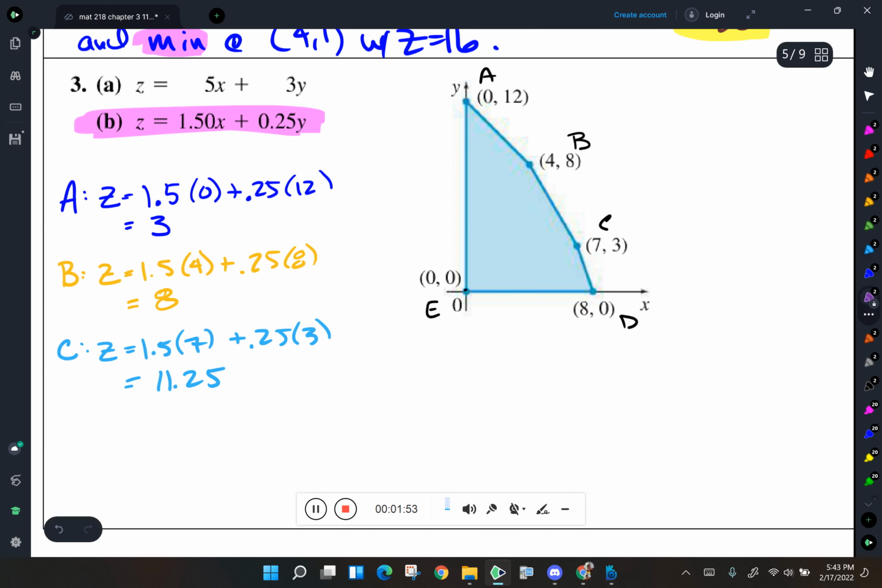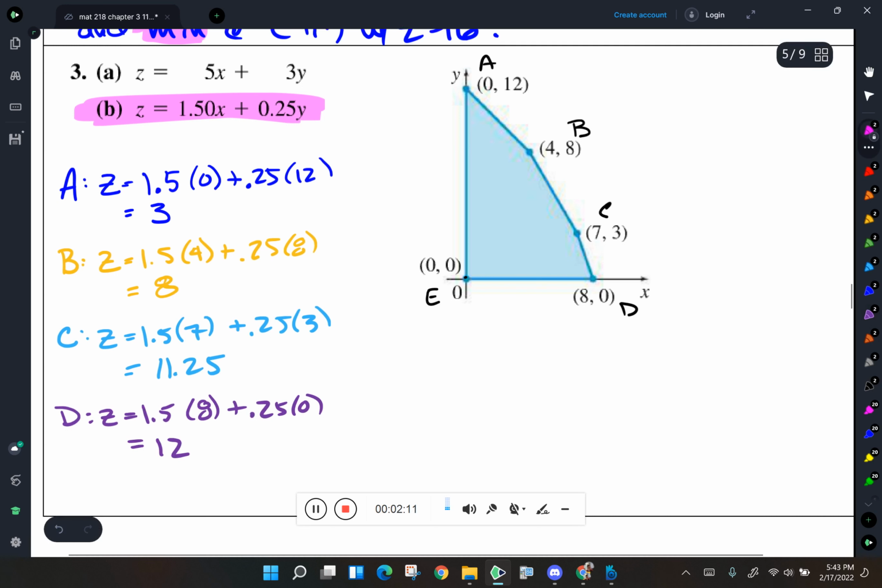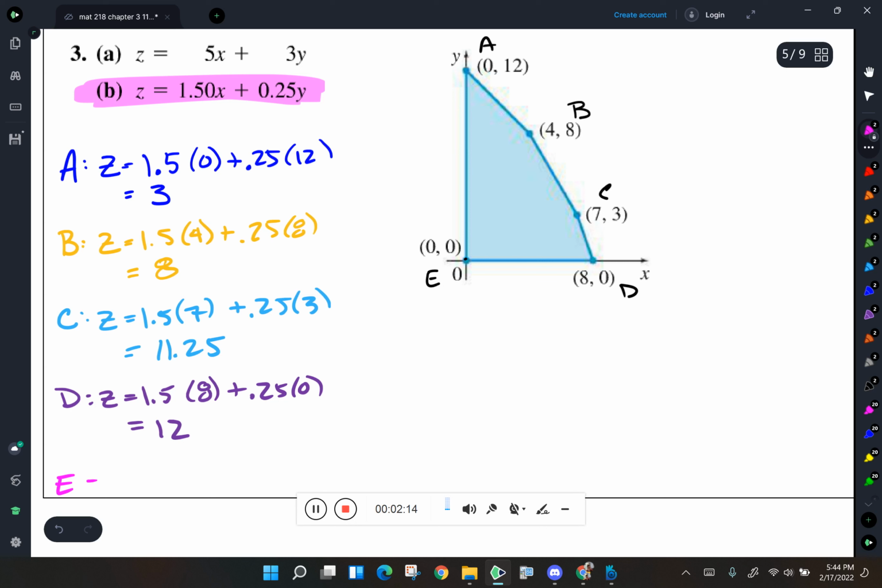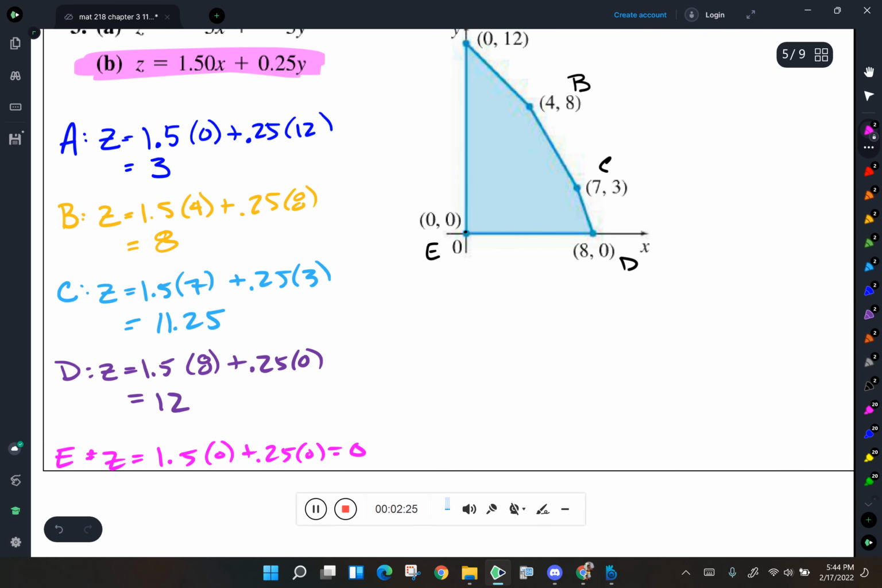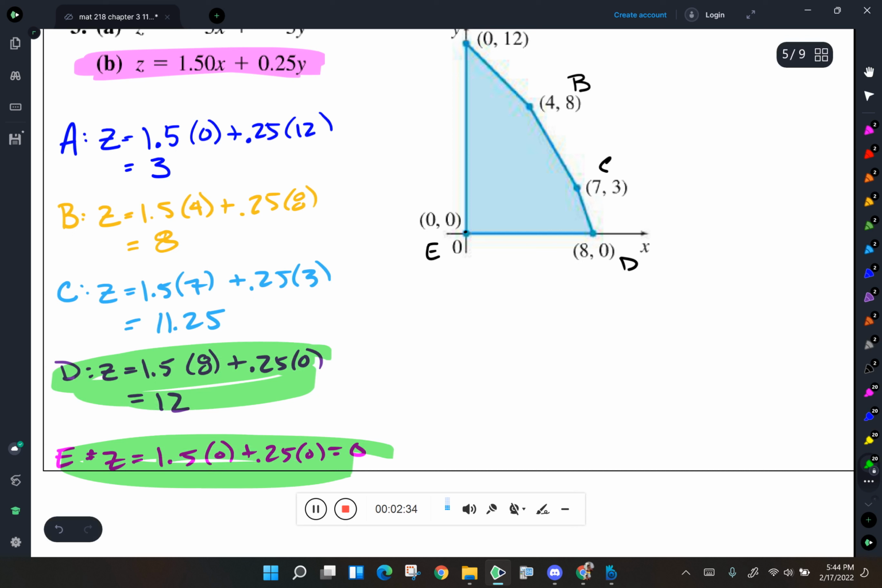And now I'll find corner D. The value of z there is going to be 1.5 times 8 plus 0.25 times 0. 1.5 times 8 is 3 times 4, that's 12. And then the last one I have to do is corner E. So E is going to be, z is going to be 1.5 times 0 plus 0.25 times 0, which is 0. And now my job is to find the biggest and also the smallest this time. So it looks like 12 is the biggest. So there's my max, and 0 is the smallest, so there's my min.